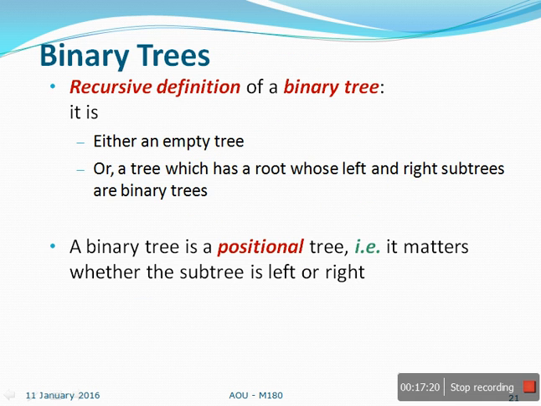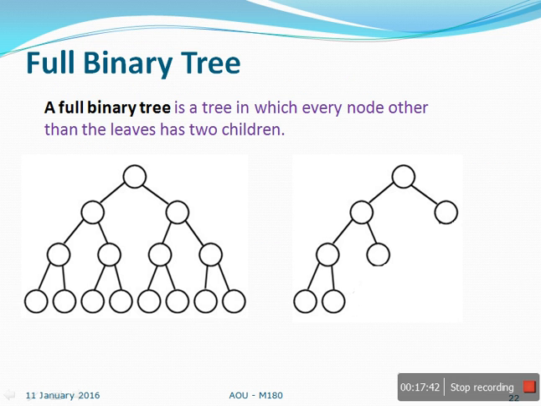Now, the recursive definition of a binary tree: it is either an empty tree or it has a root whose left and right are subtrees. A binary tree is a positional tree, that is, it matters whether the subtree is left or right. It has positions, left and right, so it's also called a positional tree.